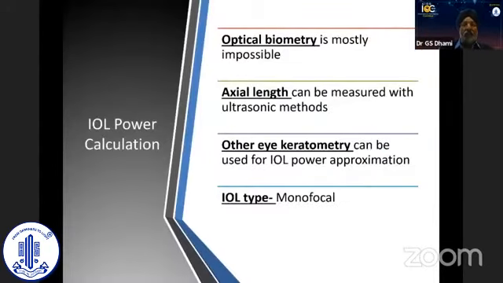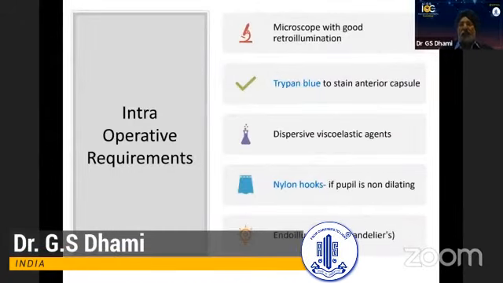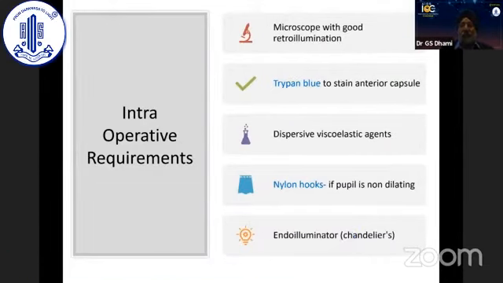IOL power calculation is a problem in itself. Optical biometry is mostly impossible. Axial length can be measured with ultrasonic methods. Other keratometry can be used for IOL approximations. The IOL should be a monofocal. Intraoperative requirements: a microscope with good retroillumination is a must, staining with trypan blue, dispersive viscoelastic, nylon hooks if the pupil is not dilating, and an endo-illuminator or chandelier light.